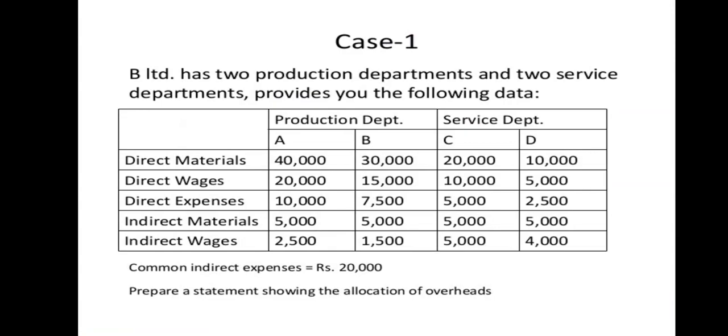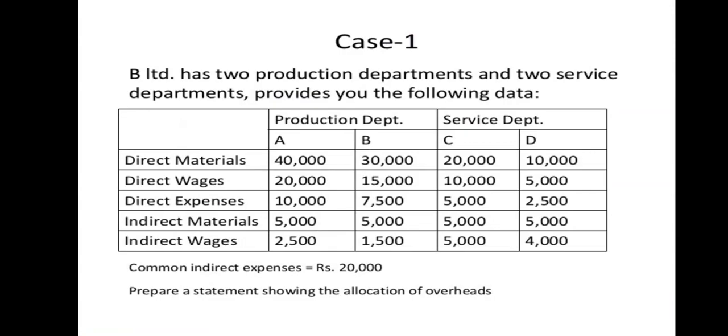Let us observe the data. Production departments A and B, service departments C and D. We have just given the names. Direct material for production departments A and B, rupees 40,000 and 30,000. And direct material for service departments C and D, 20,000 and 10,000.